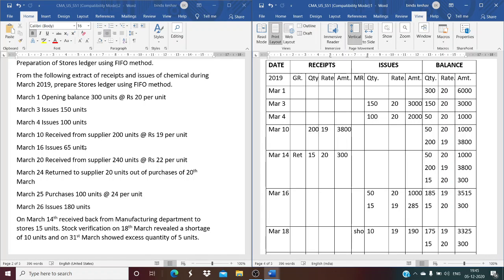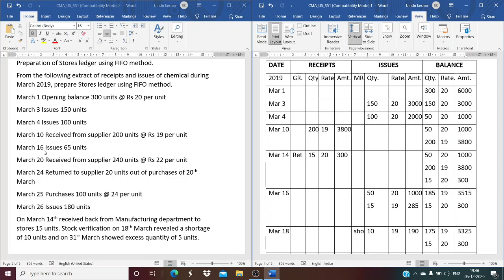Now on March 10th, we are purchasing 200 units at rupees 19 per unit. So we are recording here date March 10th, receipts column 200 quantity, rate 19, amount is 3800. And the balance is recorded this way. First is the 50 units at rupees 20, 1000. Next comes 200 units at rupees 19, 3800.